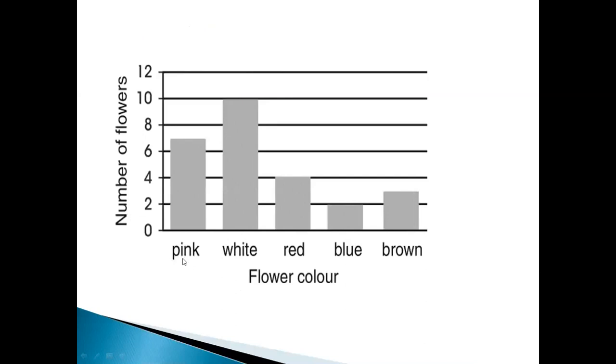Look, pink, number of flowers: 7. We collected 7 pink flowers. White, how many flowers did we collect? 10. 10 white flowers. Like this, red, 4 red flowers. And blue, how many blue? 2. 2 blue flowers. And what about brown? How many brown? It's not 4, it's 3. In the center, it's showing us 3. Like this one 7, this one showing us 3 flowers.